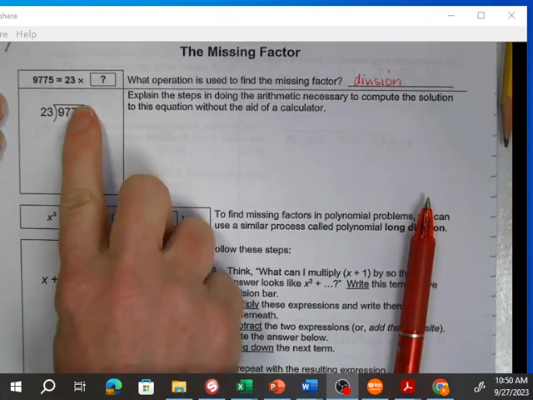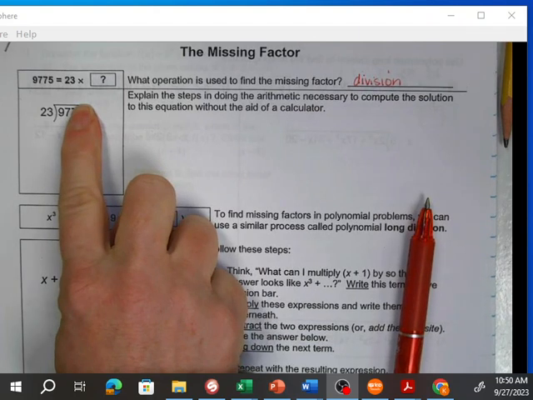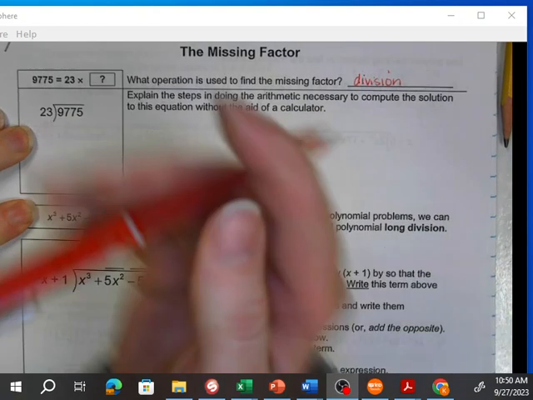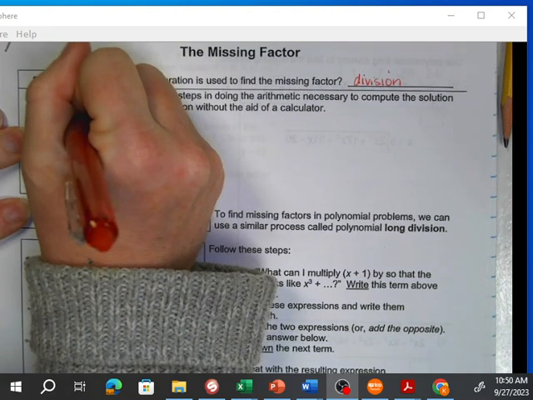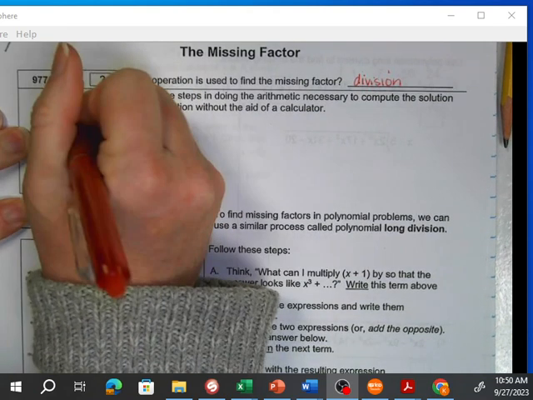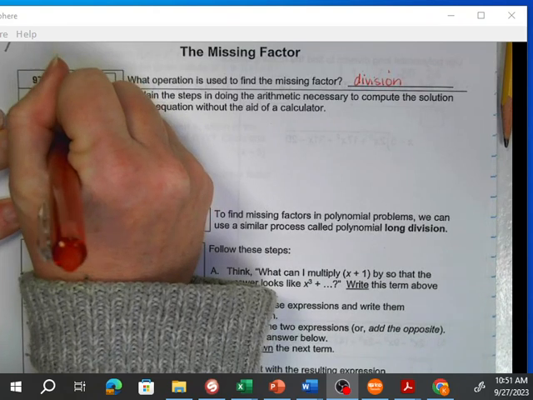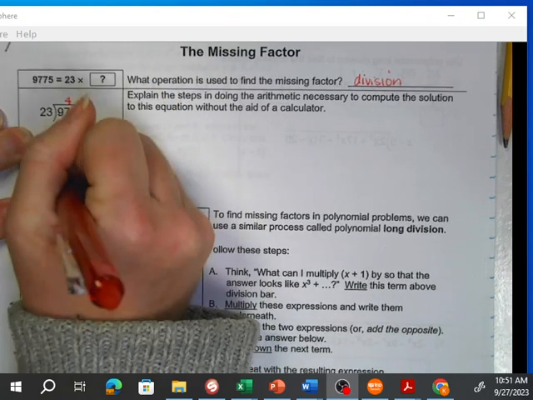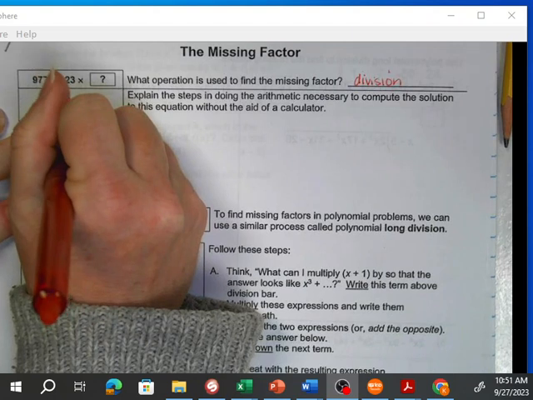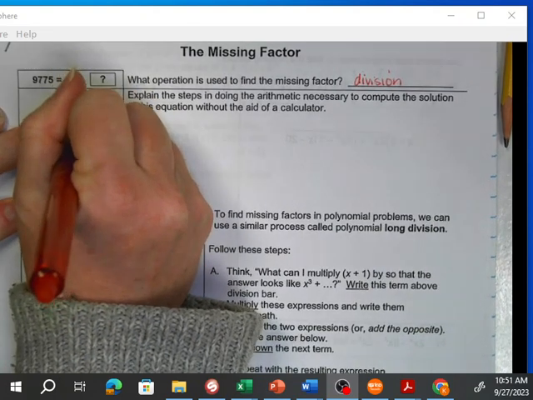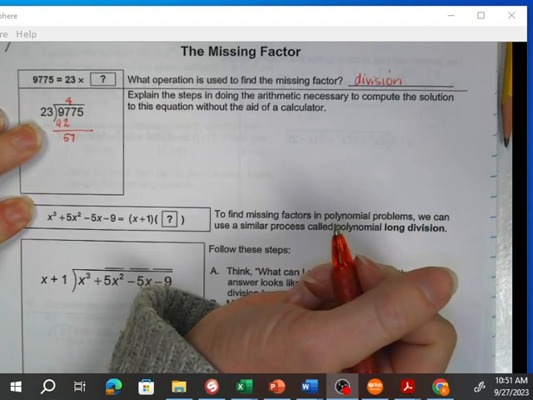So I need 23 to go into 97. How many times will 23 go into 97? 4. So I put a 4 right here, and then I multiply 4 times 23, and that would give me 92. And then I subtract, right? 7 minus 2 is 5. 9 minus 9 is 0. I can bring down the next number, so I bring down the 7.